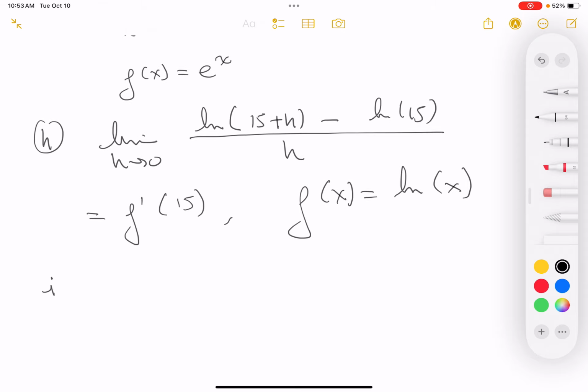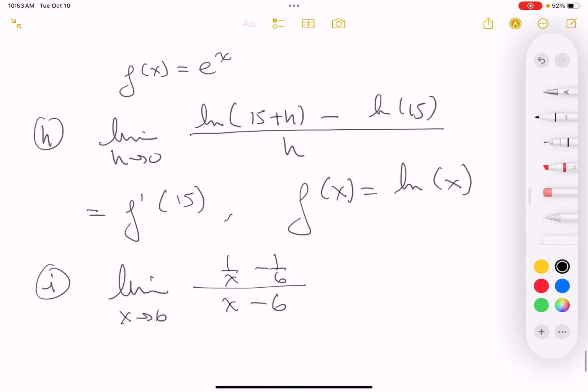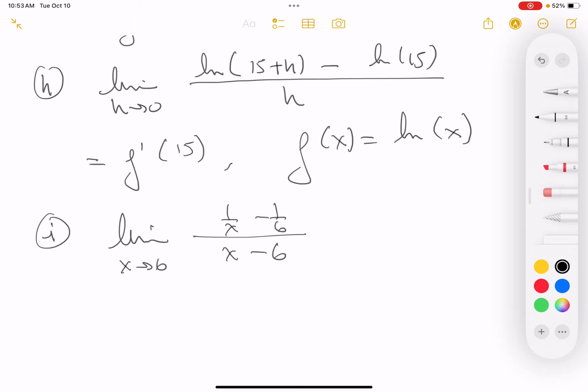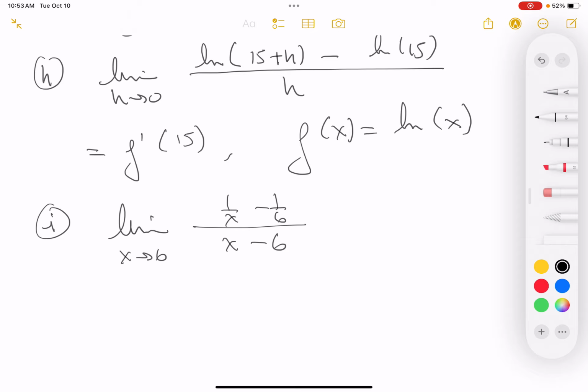Let's do I now. And I is the limit as x goes to 6 of 1 over x minus 1 over 6, and then over x minus 6. All right? Now this is written differently than the other one. It's not an h, by the way, but it's sort of like that other definition of derivative that we have. So looking at this thing, I'm going to say this looks like the derivative at 6, all right? With the understanding that f of x, and I'll check this for you, is 1 over x.